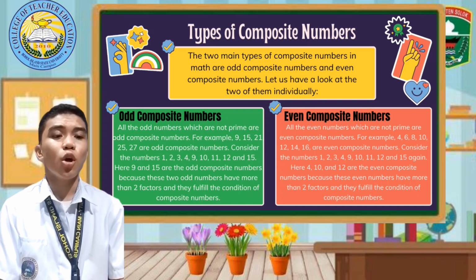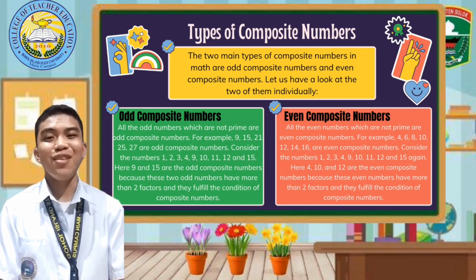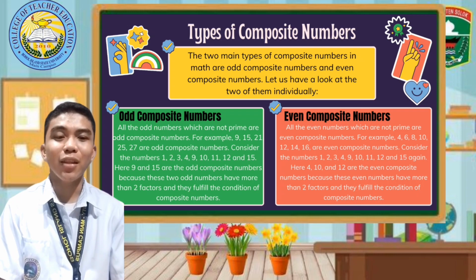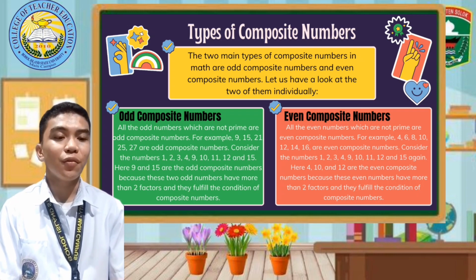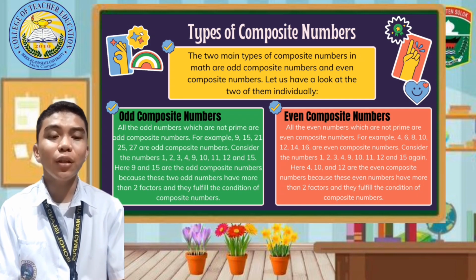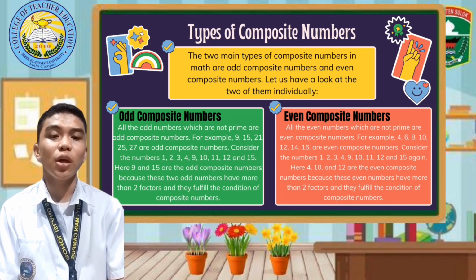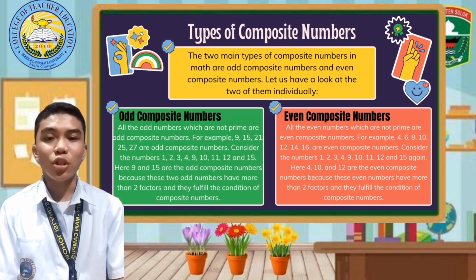Consider the numbers 1, 2, 3, 4, 9, 10, 11, 12, and 15. Again, here 4, 10, and 12 are the even integers or even composite numbers because these even numbers have more than 2 factors and they will fulfill the conditions of composite numbers.